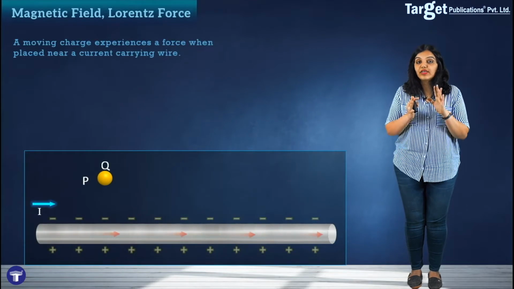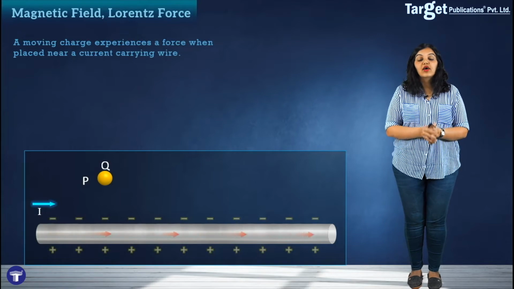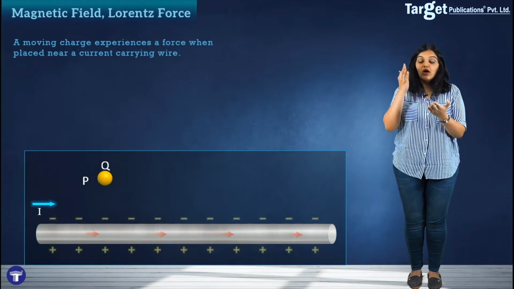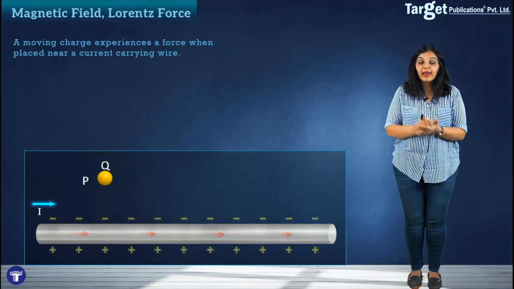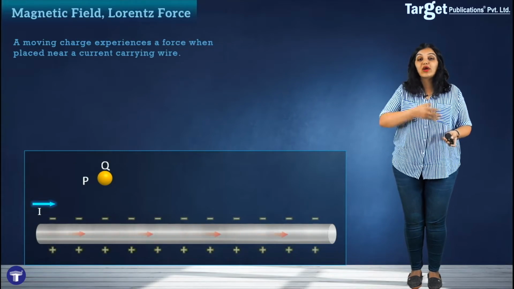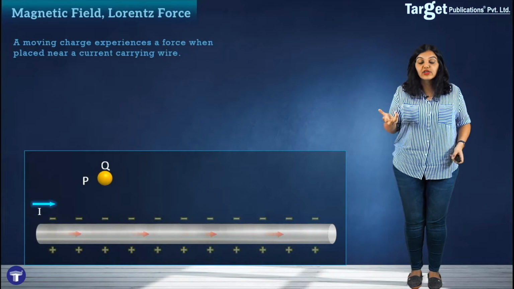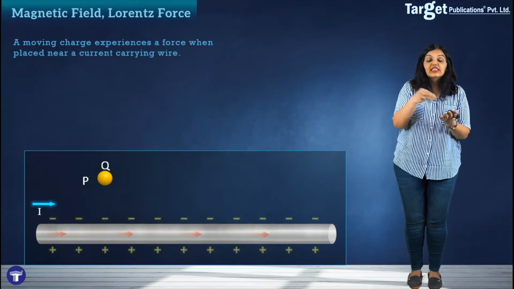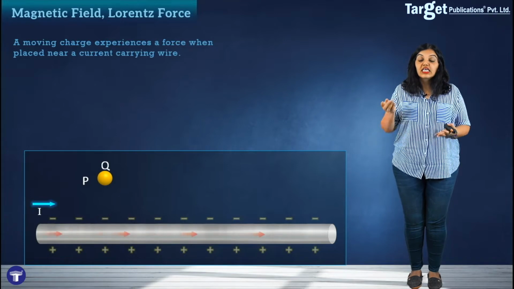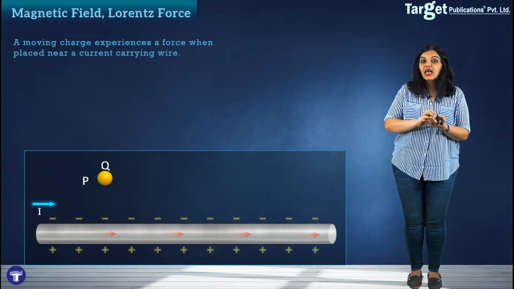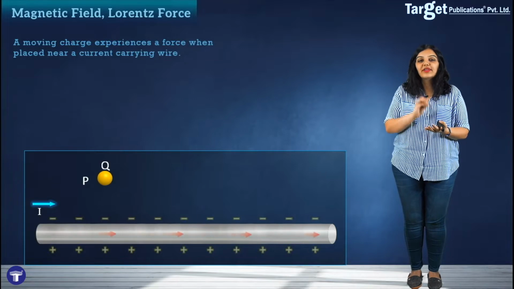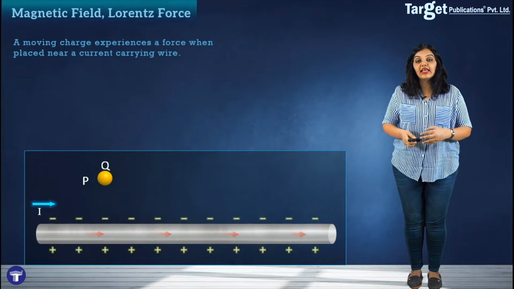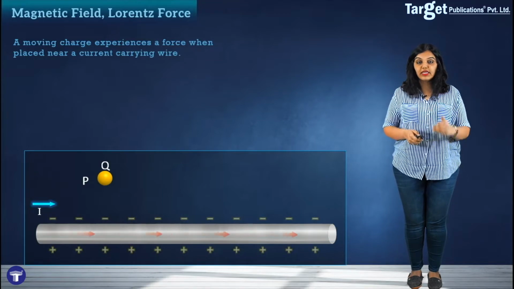So we say that a moving charge experiences a force when placed near a current carrying wire. See how we can, point by point, compare what is happening in the magnetic field to what happened in the electric field. In the electric field, we said that if you have a charge and you place it in an electric field, then this charge will experience a force. Here I am saying that if you have a current, that is a moving charge, and you place it near a current carrying wire, that is you place it in a magnetic field, then this moving charge will experience a force.